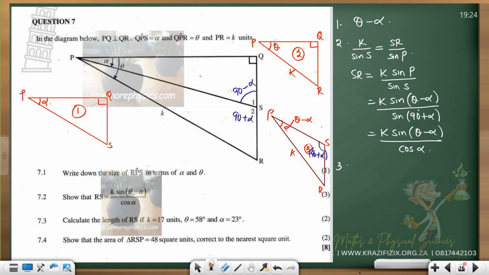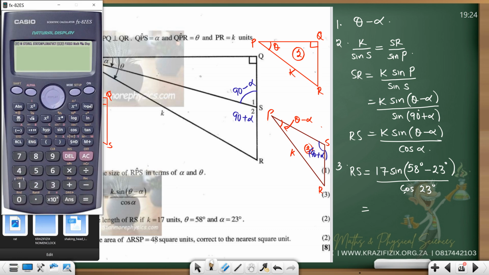Number 3. Calculate the length of RS. Guys, even if you didn't get 7.2, please use it in 7.3. They gave you all that story. They gave you RS. What is K? 17. Sine theta? They gave us 58. So don't get stuck there. 23 over cos alpha. Use it. We are done.